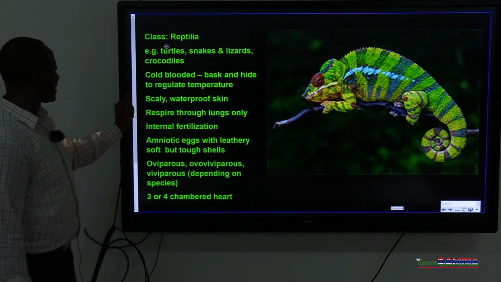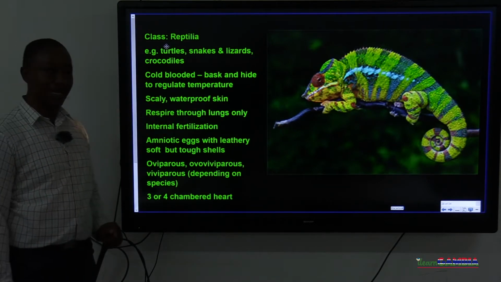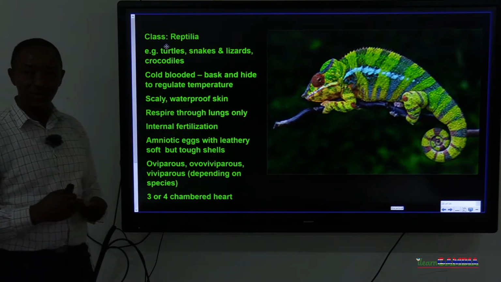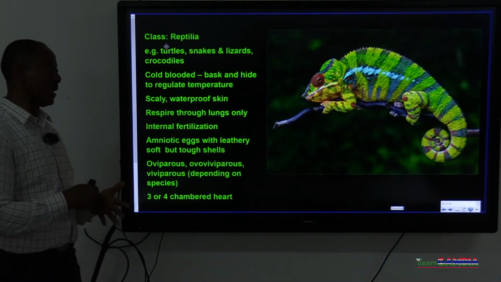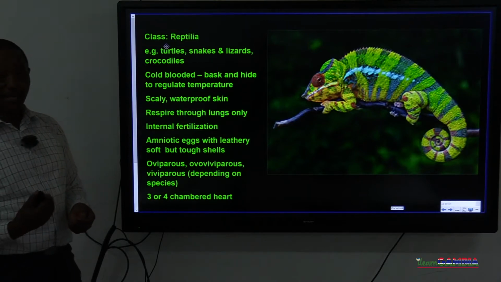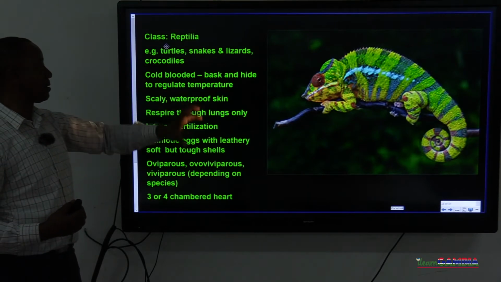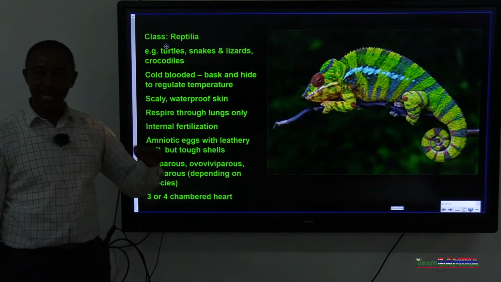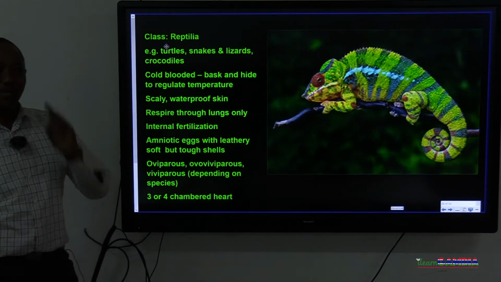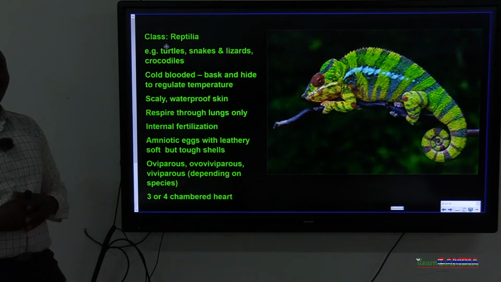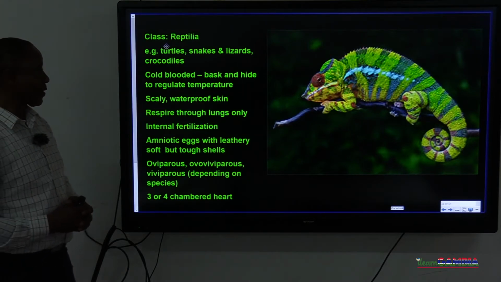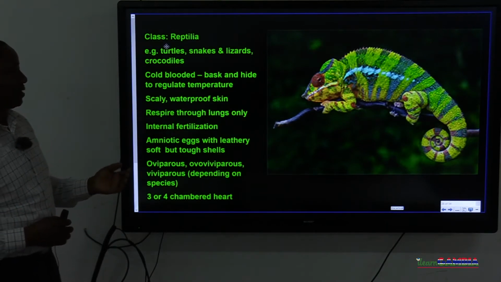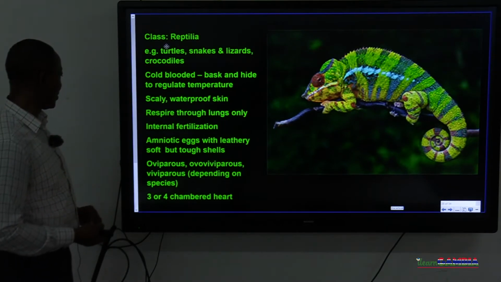They have a scaly, waterproof skin. So their body is covered with scales, and that makes the body waterproof so that water does not go in or come out except through the openings in the body. Why is this important? They are living on land, and when you're on land, one of the biggest problems you have is how to conserve water. So having scales that act as waterproofing helps them not lose too much water.